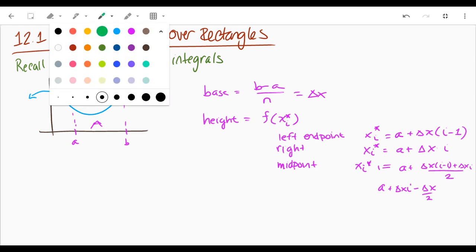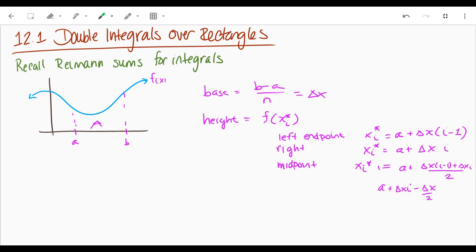Okay, and then let me just get this graphically in here. So we would have a base that would be delta x, and then a height f of xi star, depending on where you were taking that x value: left endpoint, right endpoint, midpoint. And we have that subscript i because there's multiple f of x's, right? There's the first one, the second one, the third one, the fourth one, and on and on to the infinite one.